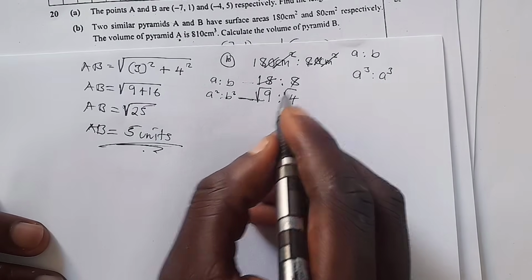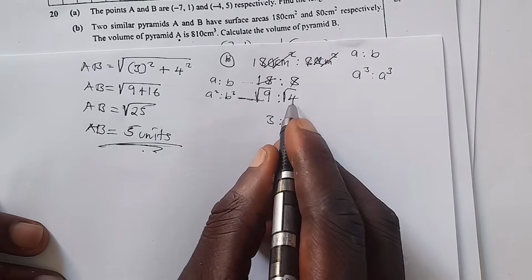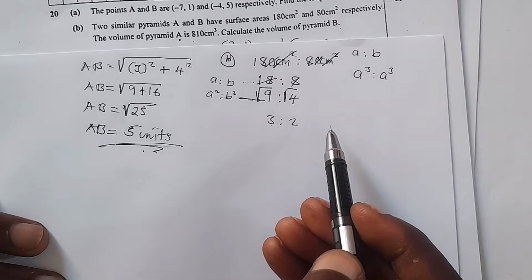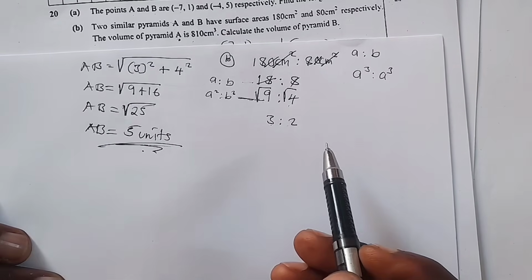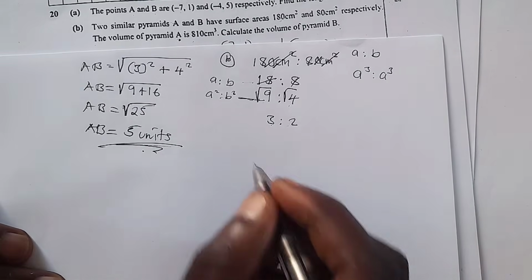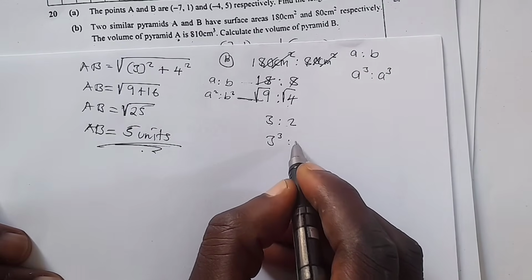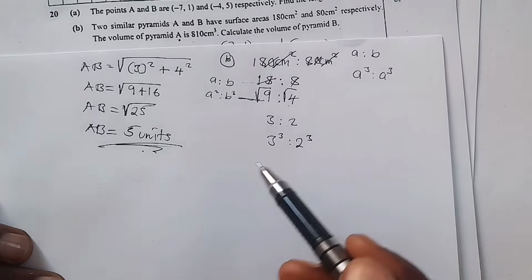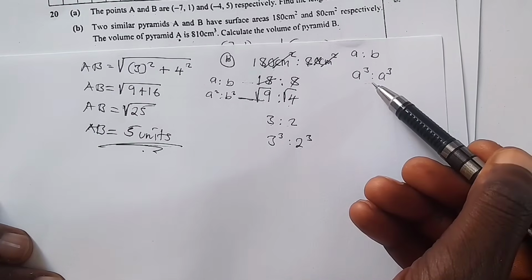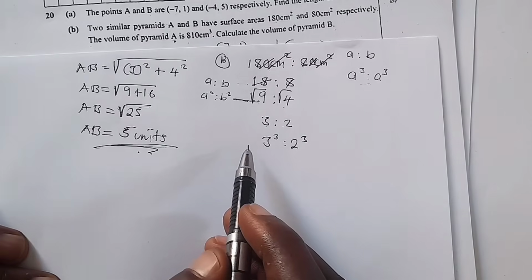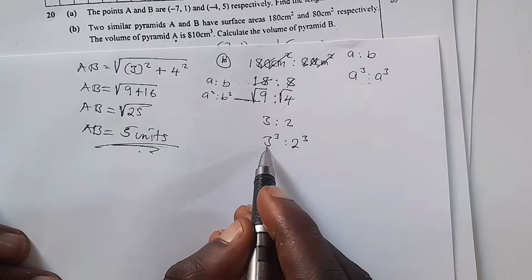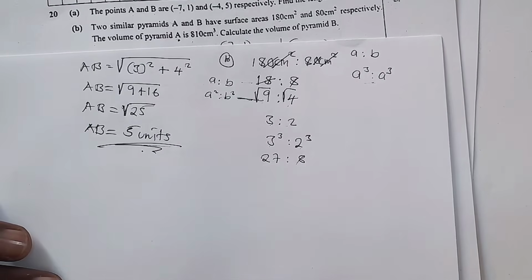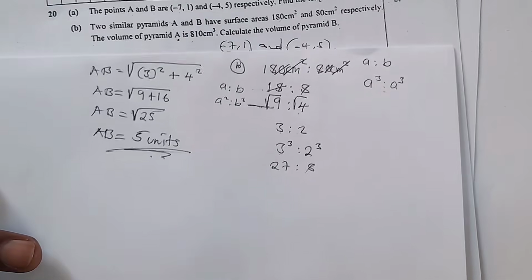What is the square root of 9? 3. Square root of 4? 2. Great. So this is 2 to 3. Now that we have the ratio of sides, we can just cube them: 3 to the power 3 and 2 to the power 3. What are we trying to do? We want to take these to this level, so that we have the ratio of their volumes. 3 to the power 3 is 27. 2 to the power 3 is 8.